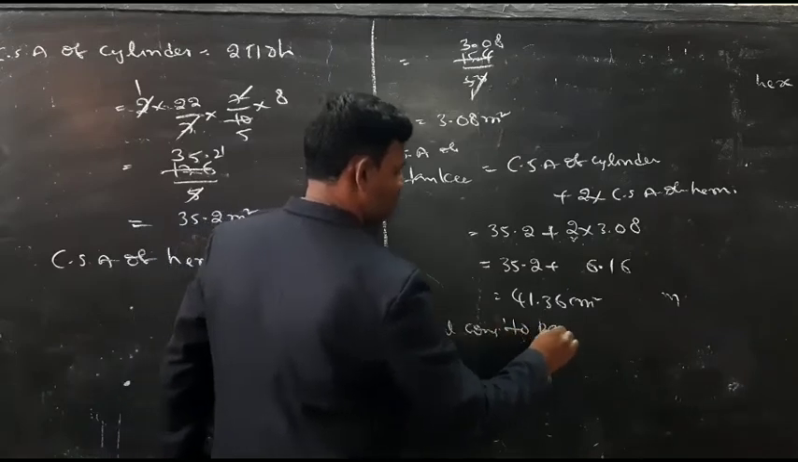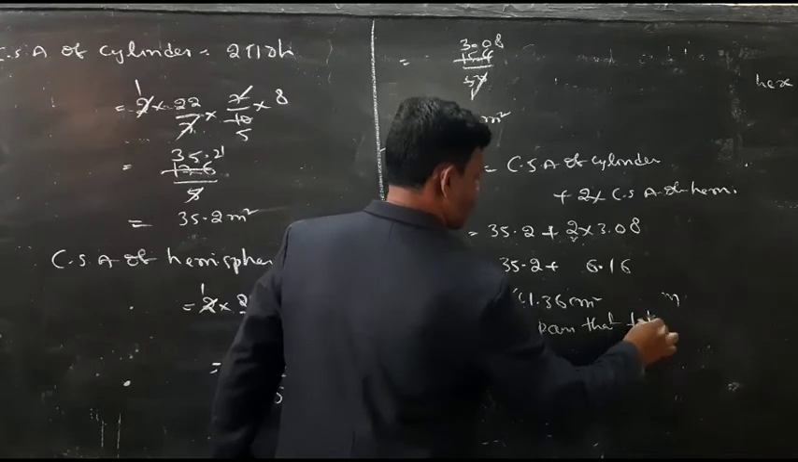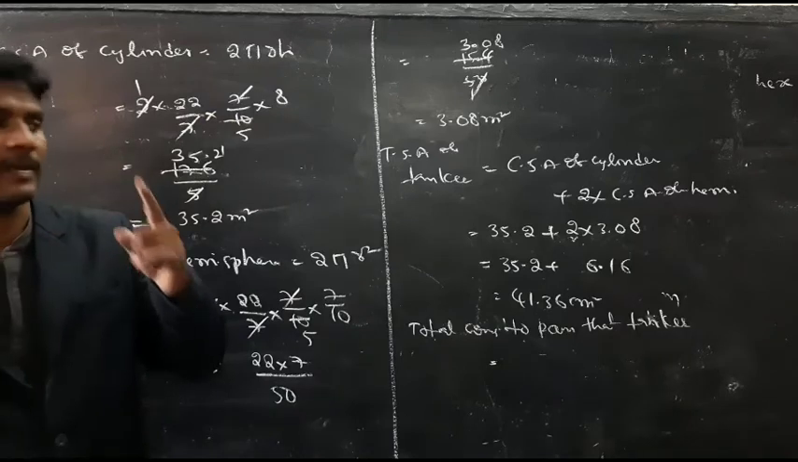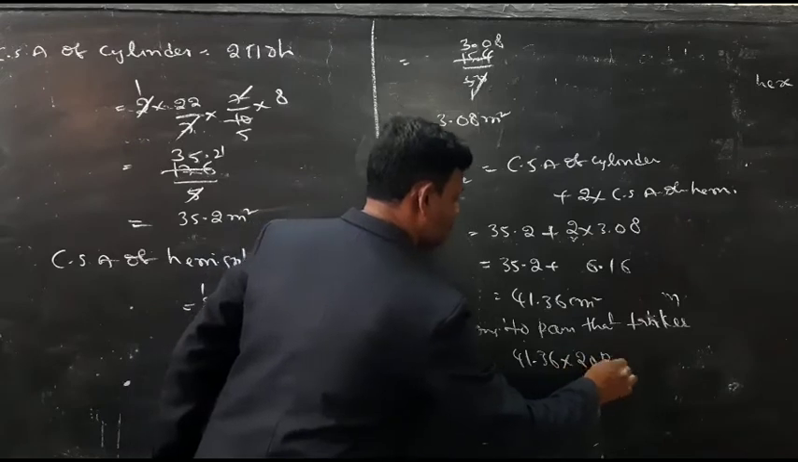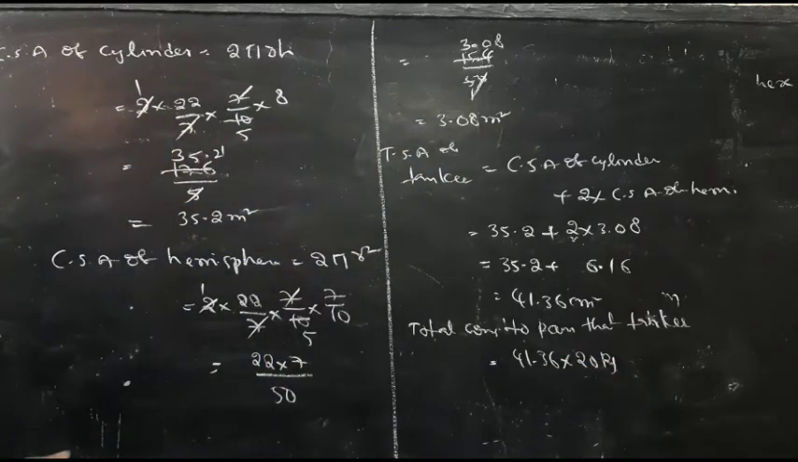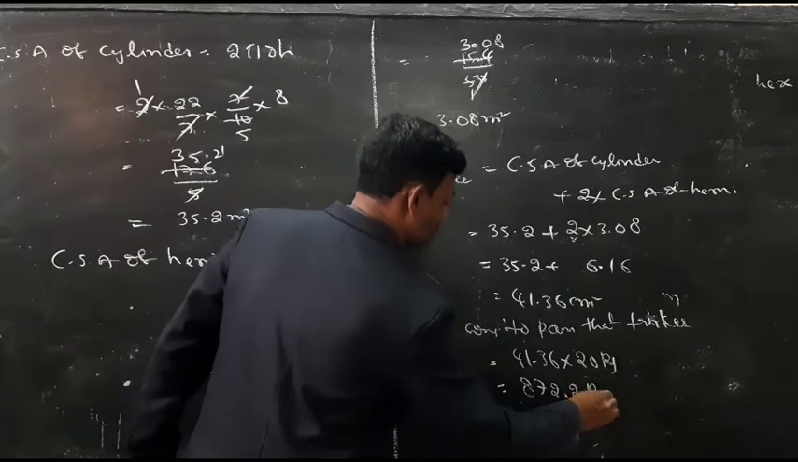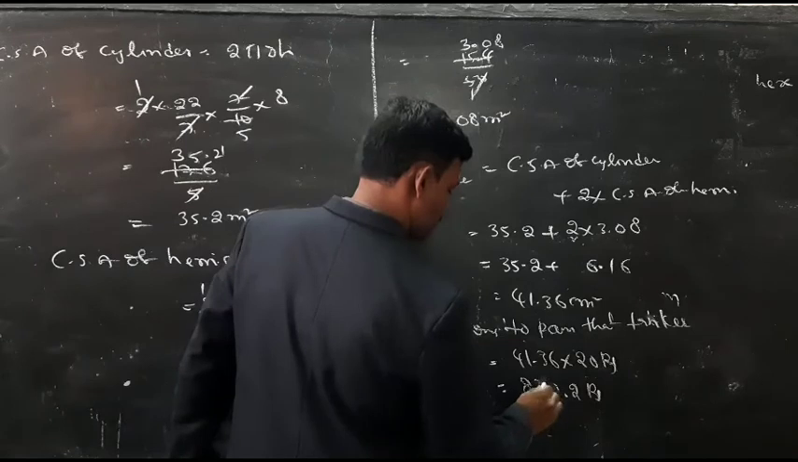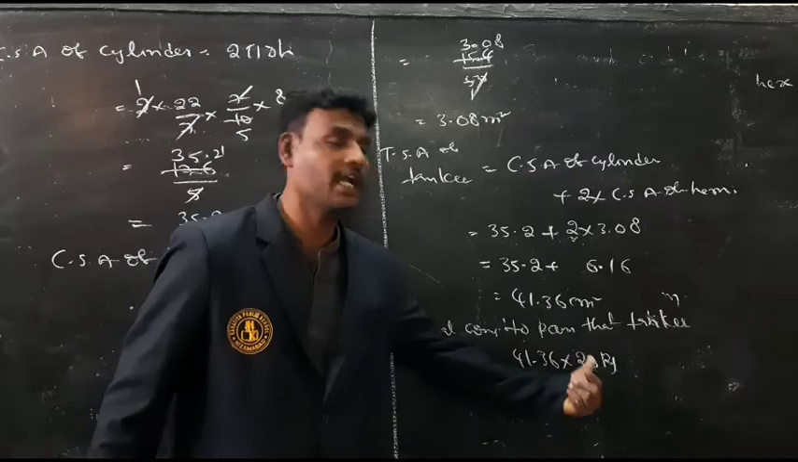Total cost to paint that tanker. Cost is 20 rupees per 1 meter square. So it is 41.36 into 20 rupees. Total cost required to paint that. How much? 827.2 rupees. So the total amount is 827.20 rupees.